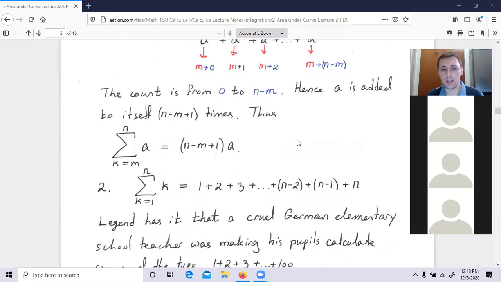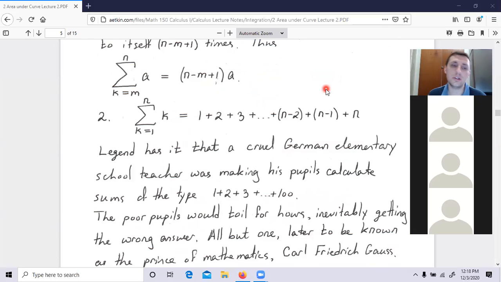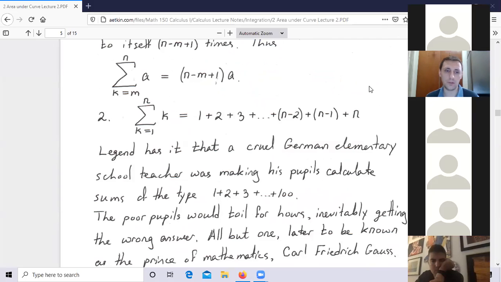And there is this legend that a very cruel German elementary school teacher was making his students, he was kind of annoyed with them, and he would make them add up numbers 1 plus 2 plus 3 all the way to 100. Okay, so they would all work so long and of course make mistakes, except for one person who would immediately write it on his small blackboard, since they didn't use paper, it was expensive. He would just write it and say, here it is, immediately, and he was always correct.